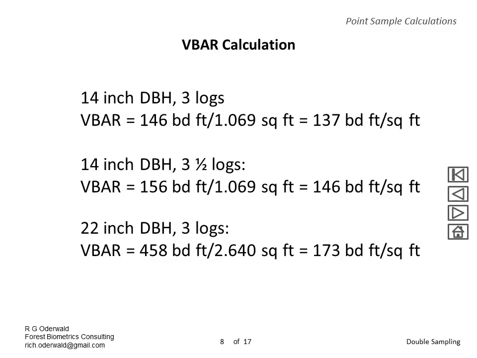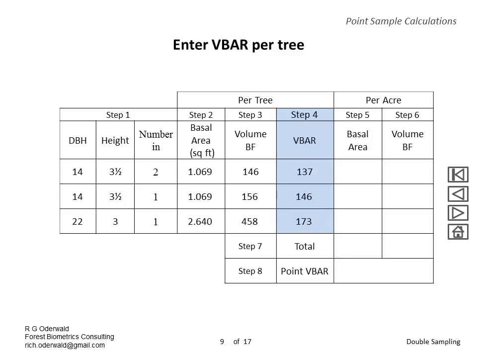In a point sample, the V-bar is the equalizing factor. Trees are selected on basal area, and all the tree volumes are adjusted to 1 square foot of basal area. The board foot V-bars have been rounded to the nearest 1 board foot. Other units, such as cords, may need to be rounded differently to account for the differences in relative unit size. In general, it is better to use too many decimals than too few.